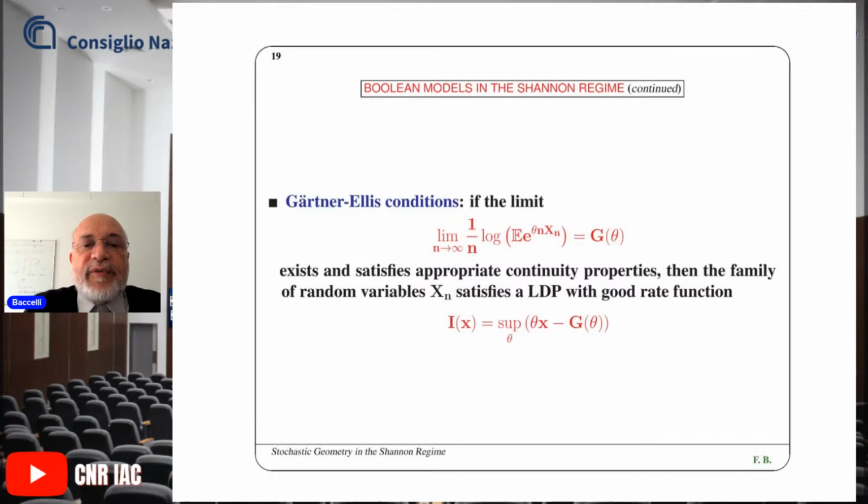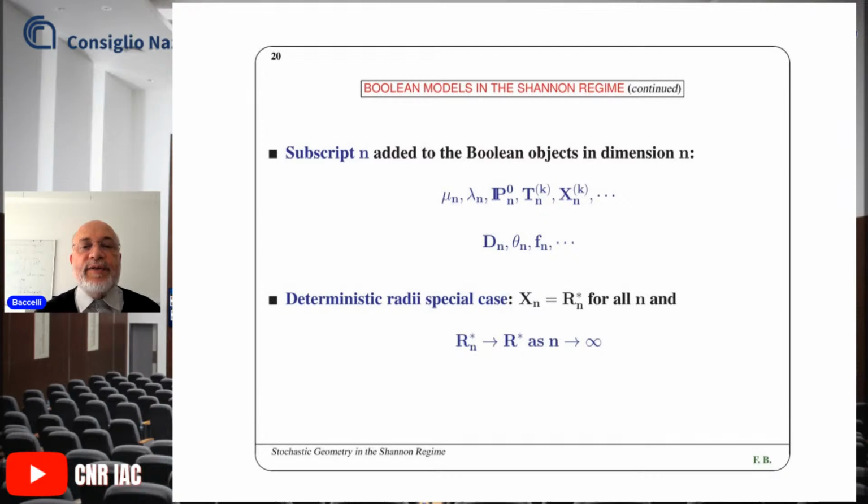Okay, very good. So since I let n go to infinity, I have to add this subscript n to every object: the point processes, the intensities, the Palm, the points, the radii, and everything, right? And the same thing for the characteristics: the degree, theta_n, the chance of percolation, f_n, the volume fraction, and things like that, right?